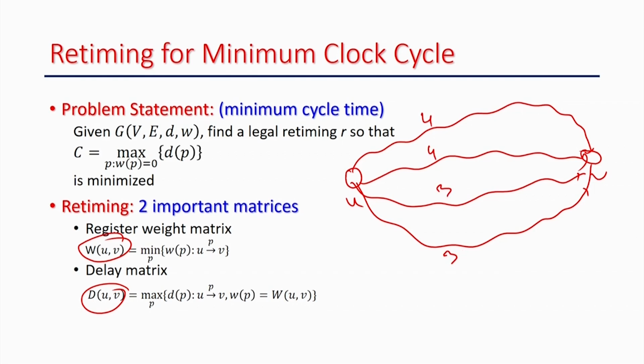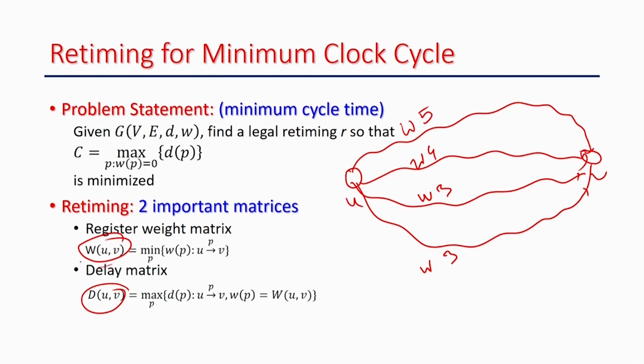The weight means the number of registers in this path. From a node to another node, there may be multiple paths, not just one path, right? So, I assume that from this node to this node there are 4 paths, and the weights are 5, 4, 3, and 3. That is given by the W parameter.